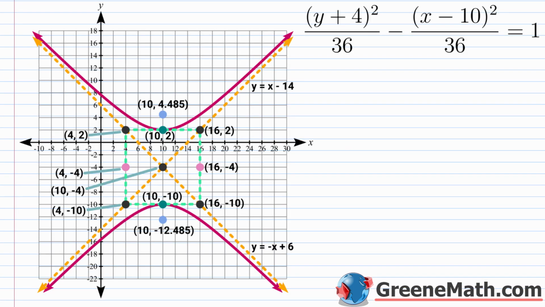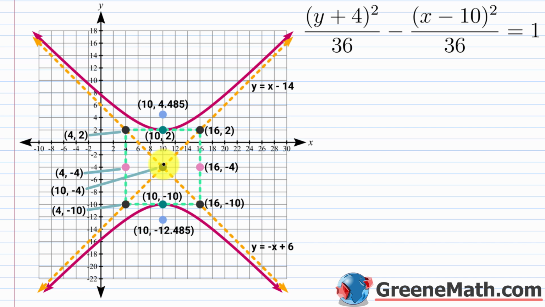Okay, let's come down here and look at the graph. So I'll just go through this one more quickly. Again, I think this is pretty straightforward at this point. The center we know is at 10 comma negative 4. So then we know a is 6 and b is 6. So again, from the center to each vertex is a units. From the center to each covertex is b units.